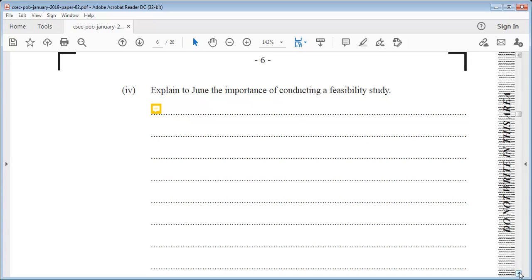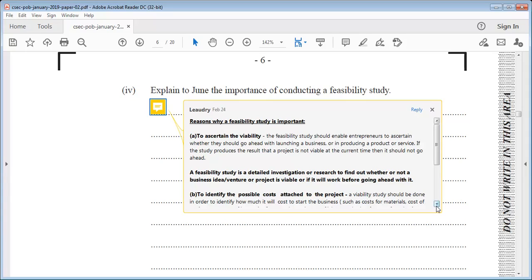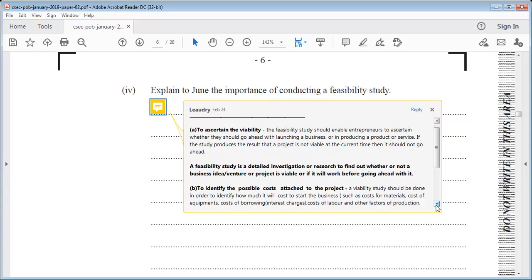The fourth part of the question says, explain to June the importance of conducting a feasibility study. So what's the importance of conducting a feasibility study? Some reasons are, 1, to ascertain the viability. The feasibility study should enable entrepreneurs to ascertain whether they should go ahead with launching a business or in producing a product or service. If the study produces the result that a project is not viable or the business is not viable at the current time, then the entrepreneur would not go ahead because it's not going to work out.